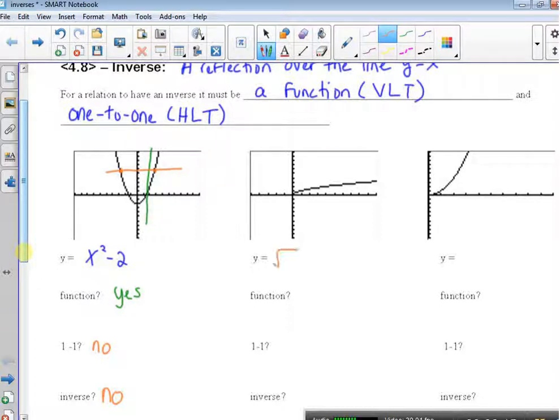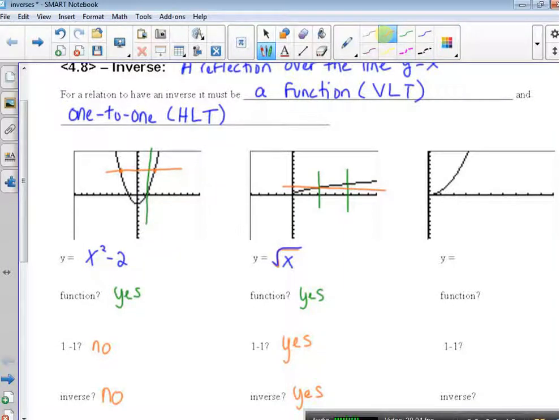Okay. Next one is your typical radical graph. So y equals the square root of x. So is it a function? Does it pass the vertical line test? Yes. Is it 1-to-1? Yes. It only is hitting in one spot when you draw it horizontally. So yes, then it does have an inverse. We're just testing whether it has an inverse or not at this point.